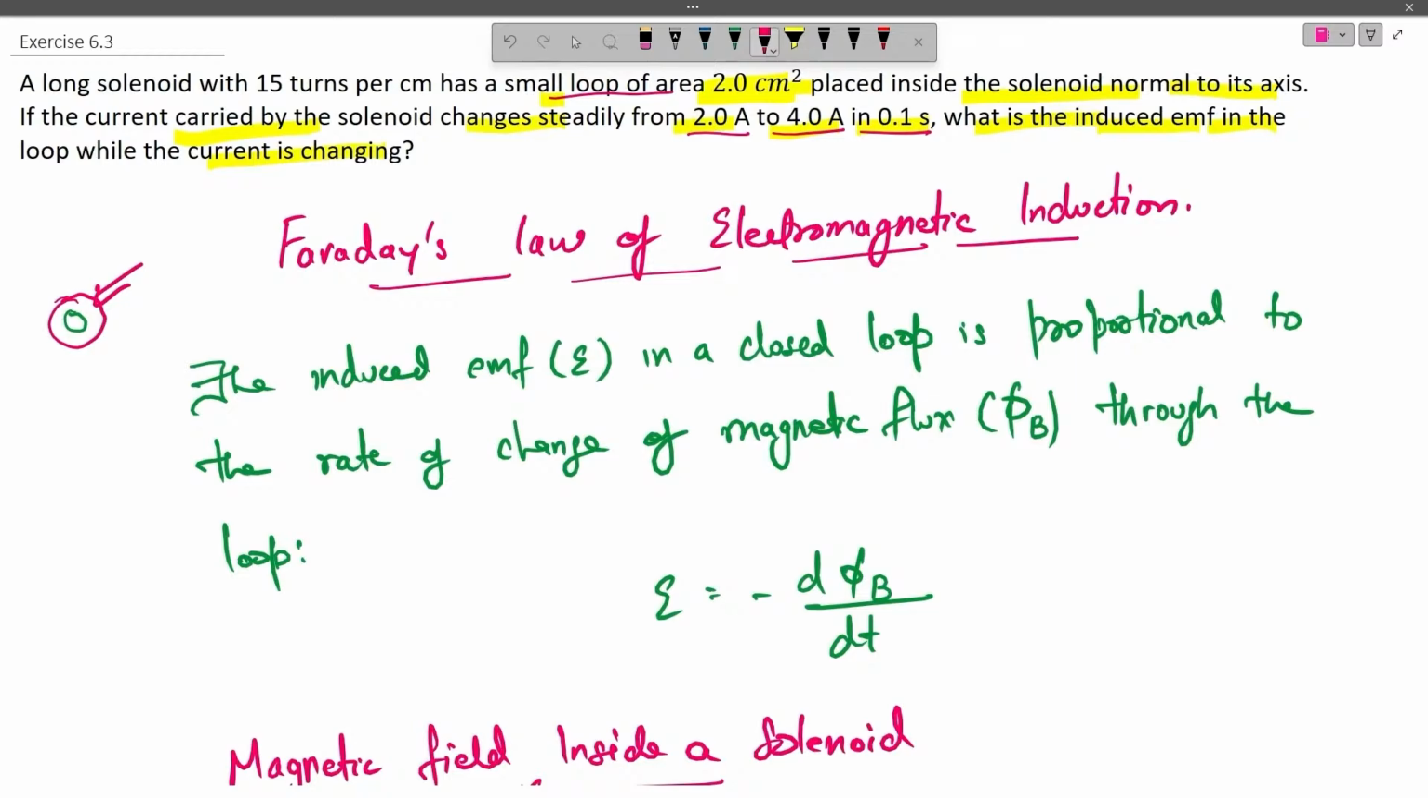Now if the current is changing, then obviously the magnetic field is going to be changing. If the magnetic field is changing, then there is a flux that is changing inside this loop as well, and flux is changing with time, so there will be induced EMF. Now Faraday's law of electromagnetic induction says that the induced EMF E in the closed loop is proportional to the rate of change of magnetic flux phi B through the loop, and that is given by induced EMF equals minus d phi by dt.